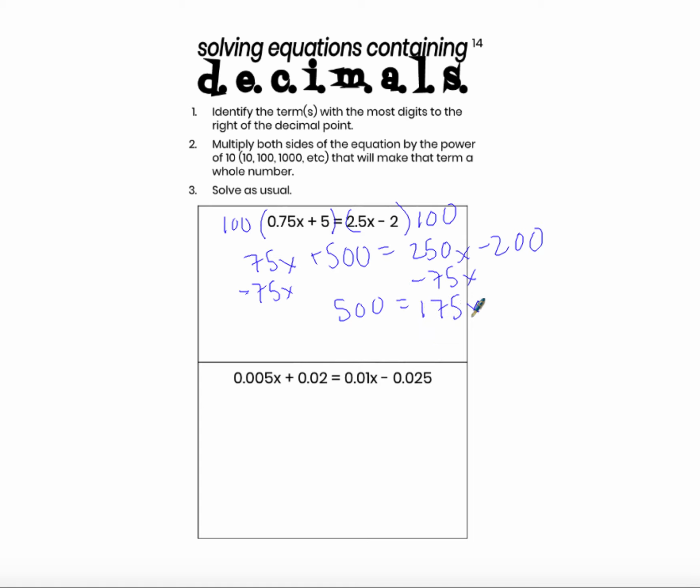If you have a calculator, calculators are really good at adding, subtracting, multiplying, dividing decimals. They're not so good at fractions, which is why even if you have a calculator, I would suggest that you clear the equation of fractions. But with decimals, this really is only useful if you don't have a calculator.